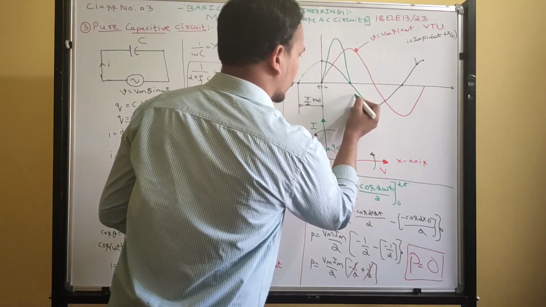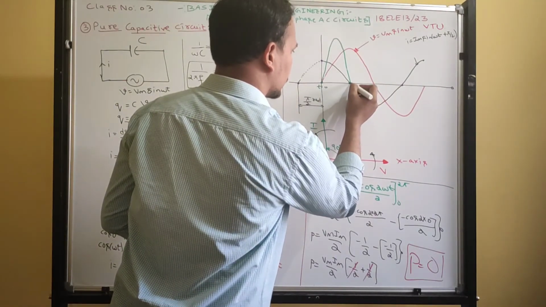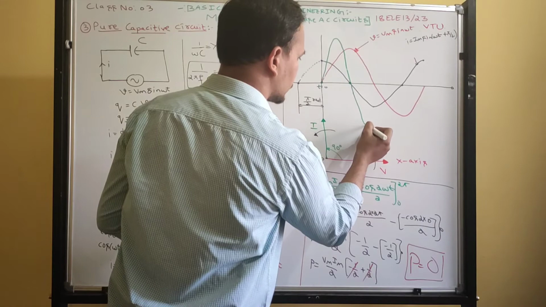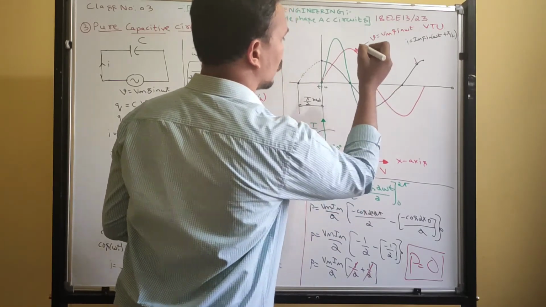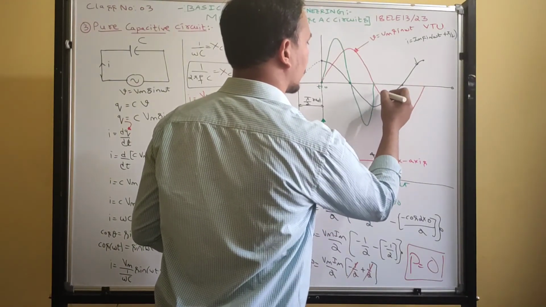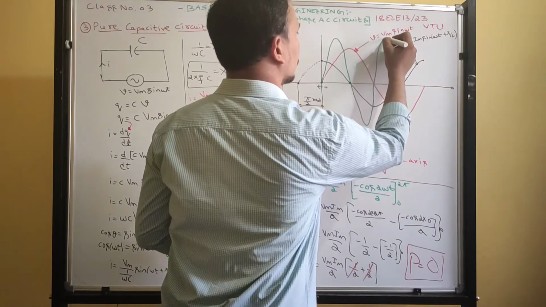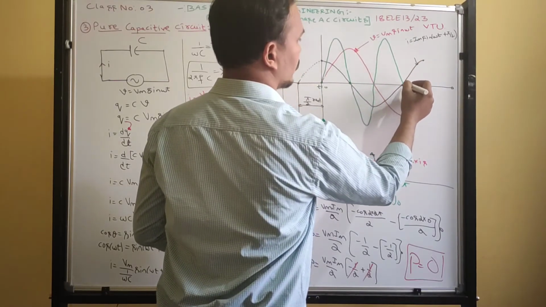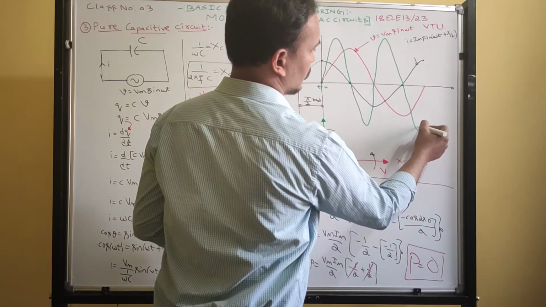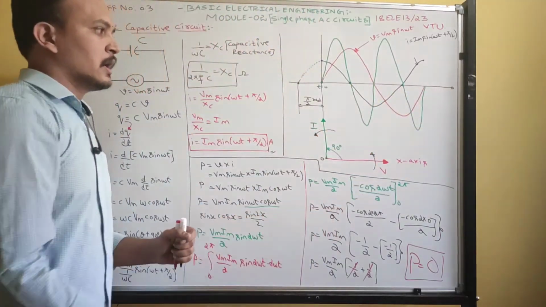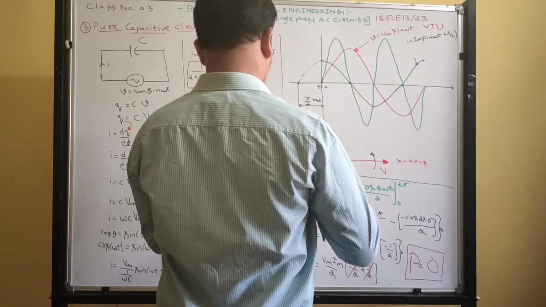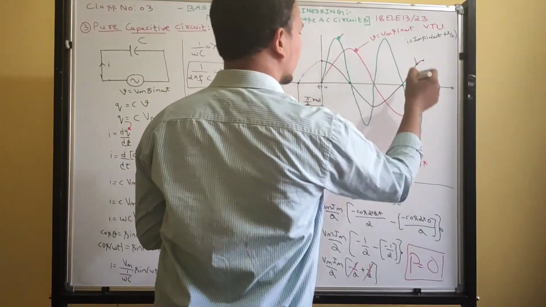Next, current is negative and voltage is positive. Positive into negative is negative. So because of these two values, power slightly increases, reaches a maximum value, and again becomes 0. At that instant, power will become 0. Now again, negative voltage and negative current. Negative into negative gives positive. Again at this instant, power will become 0. Next, positive into negative is negative. Again the power waveform increases, and finally at that instant the power will become 0. So the power waveform has double frequency.